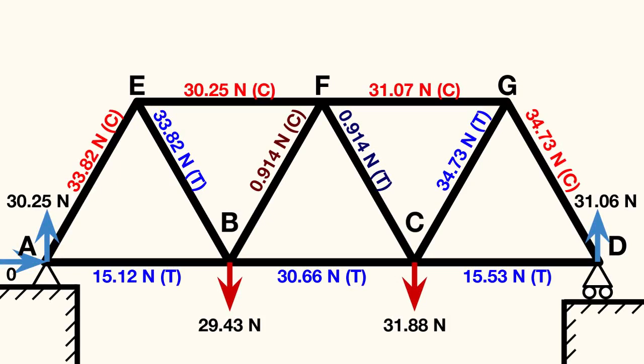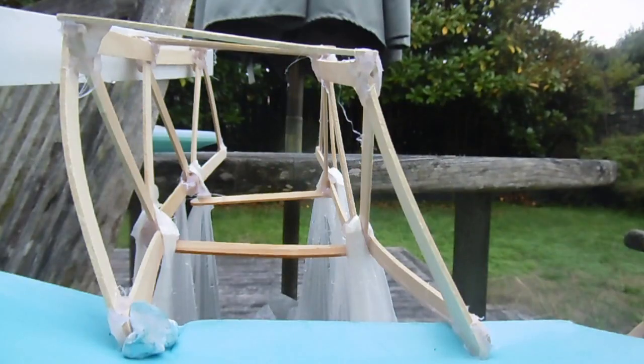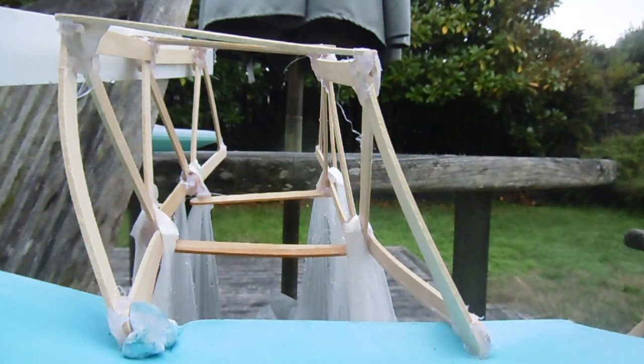At the point where member DG broke, it was experiencing about 34.7 newtons of compression force. This was the largest force in the truss structure, which was experienced by member DG as a compression force and CG as a tension force. However, we suspect that due to the leaning of the structure, member DG could have experienced a bit more force than calculated, causing it to break first.